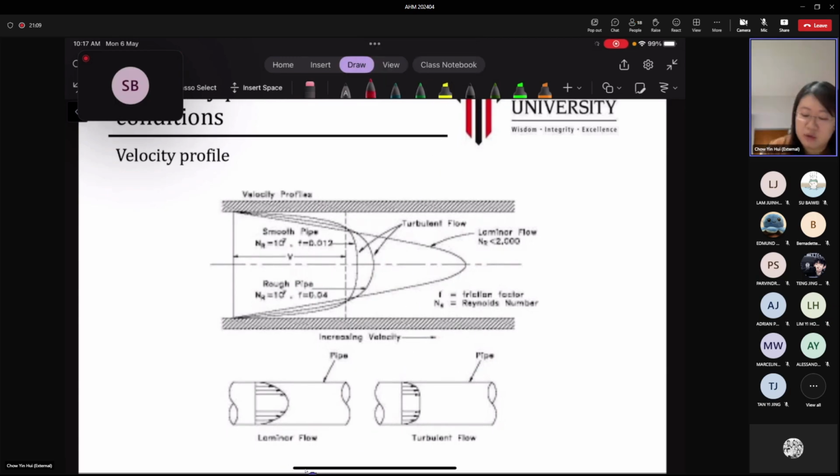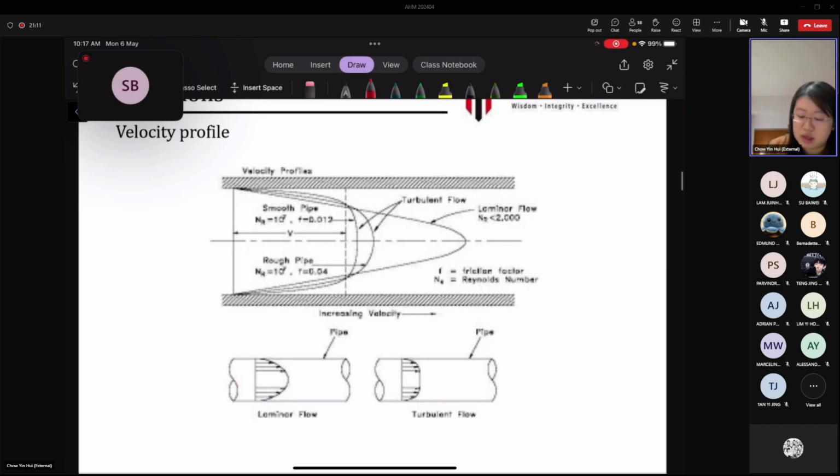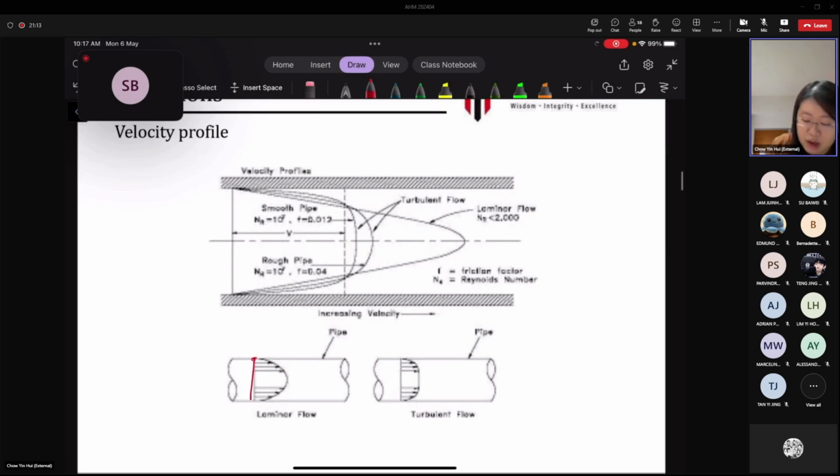If you look at this diagram here on the next slide, this is where you have a laminar flow, where the velocity varies with the distance across the pipe. But if you look at turbulent flow, you notice that there is a region that is flatter. It is still parabolic, but this region here is flatter.